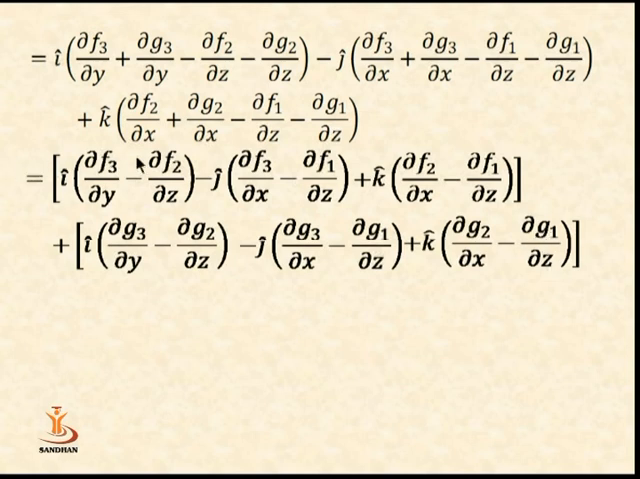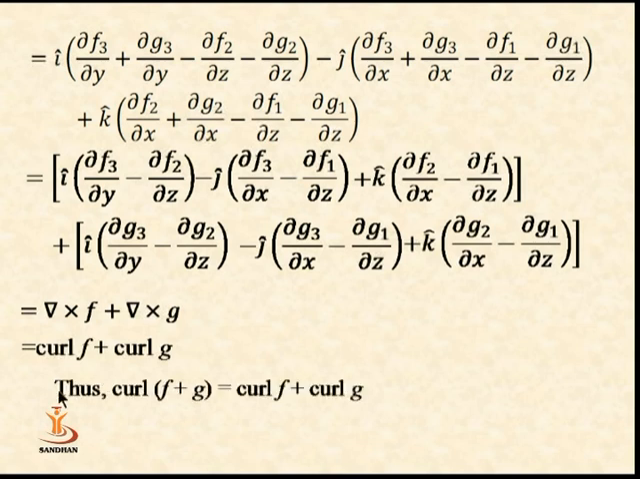Thus this is the definition of curl f. This one is the curl f and this one is the curl g. Thus we get del cross f plus del cross g. Thus curl f plus curl g is our proof. Thus we prove curl (f + g) is equal to curl f plus curl g.